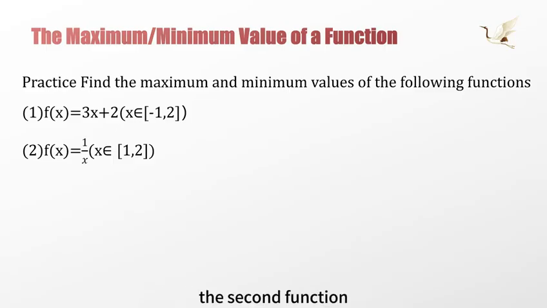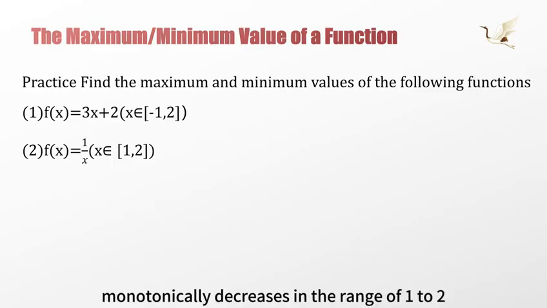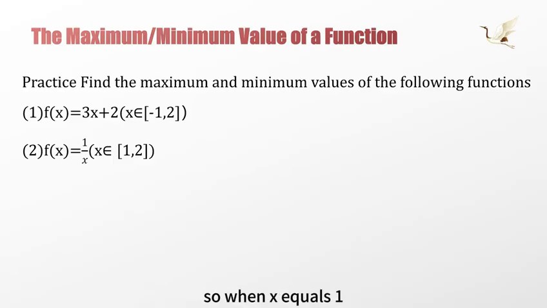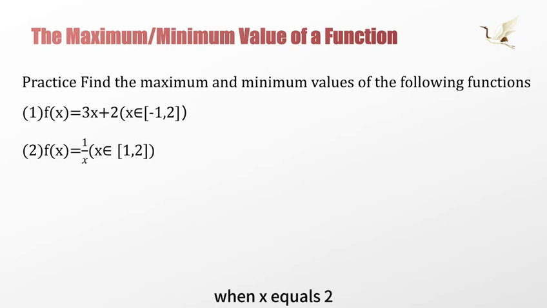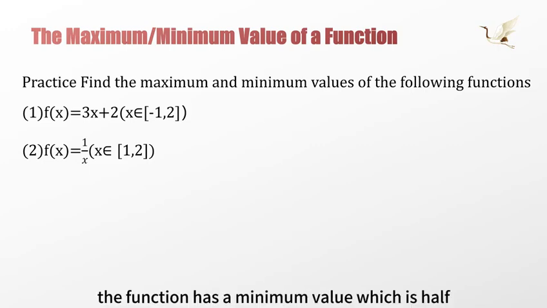The second function. This function monotonically decreases in the range of 1 to 2, so when x equals 1, the function has a maximum value, which is 1. When x equals 2, the function has a minimum value, which is 1/2.